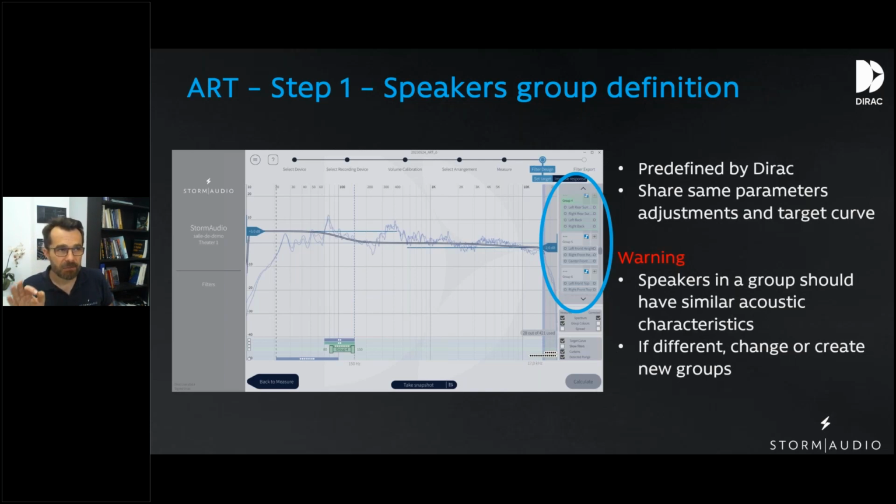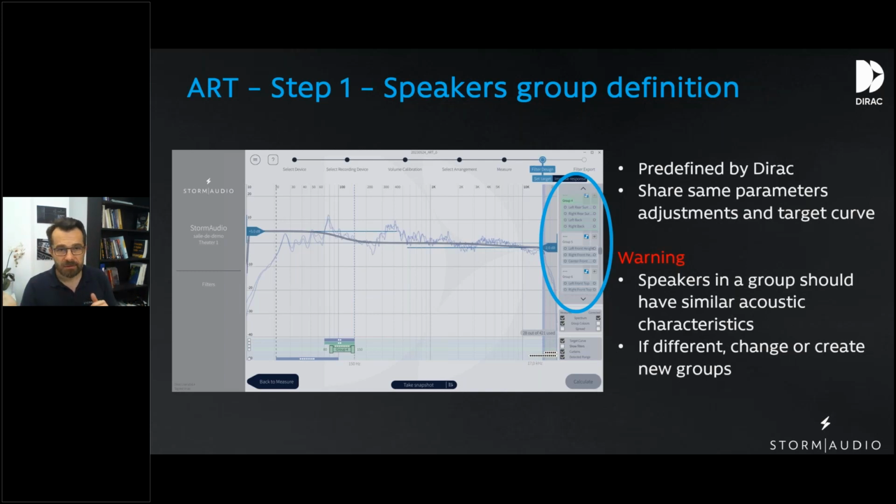When I say acoustic characteristics, it is mainly focusing on the low frequency capability. So if you have a speaker in this group that is capable of 40 Hertz and another one that is capable only of going down to 80 Hertz, then you have a problem, because you won't be able to adjust their support in a good way for either.